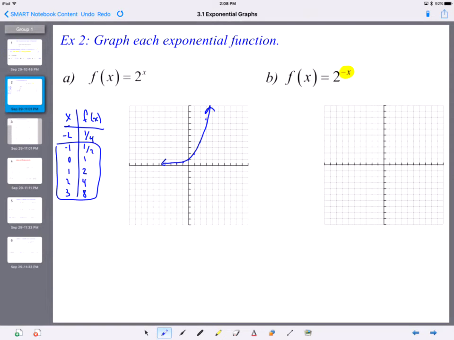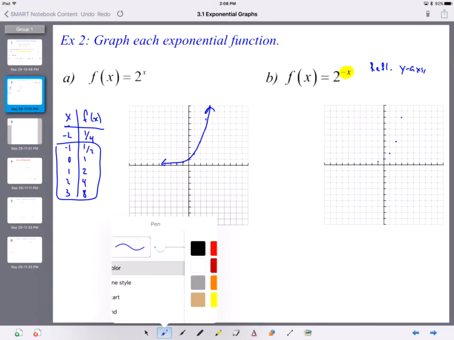If x is negative, then the negative is with the x, so the x is changing. Well, if x is changing, then what are we doing? Well, it's going this way, so that's reflecting over the y-axis. So this is a reflection over the y-axis. So we're going to take these parent function points again, and I'll graph -1, 0, 1, 2, and 3. So that's the parent function.